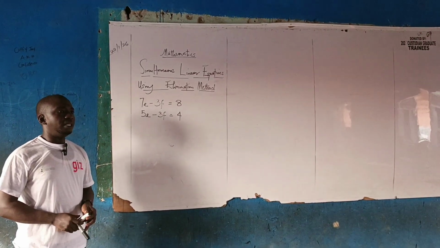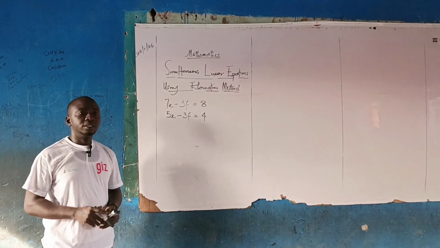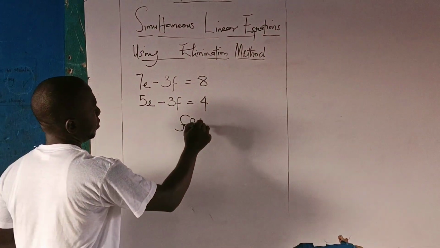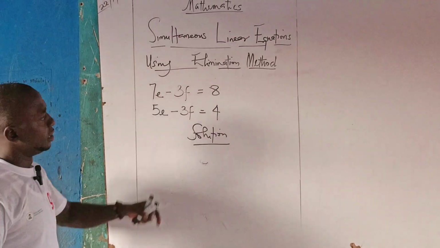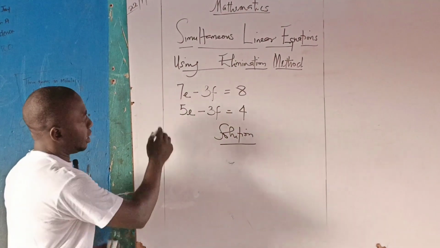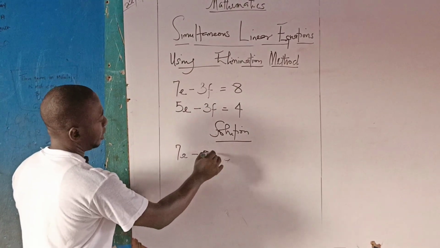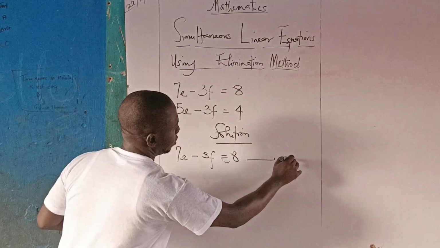Problem: the first thing you have to do is to identify your what? Your equation. Now, solution. You have to identify the given equations. Now we have 7e minus 3f is equal to 8. That is equation 1.